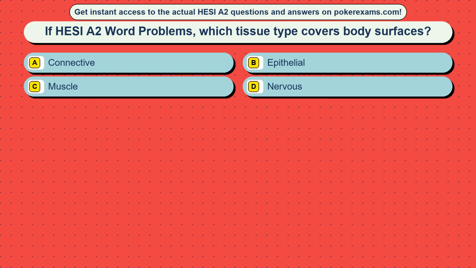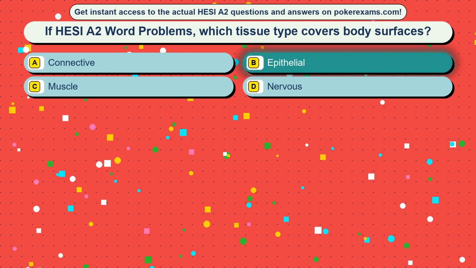Question 20. If HESI A2 word problems, which tissue type covers body surfaces? Option A, connective. Option B, epithelial. Option C, muscle. Option D, nervous. The correct answer is option B, epithelial.